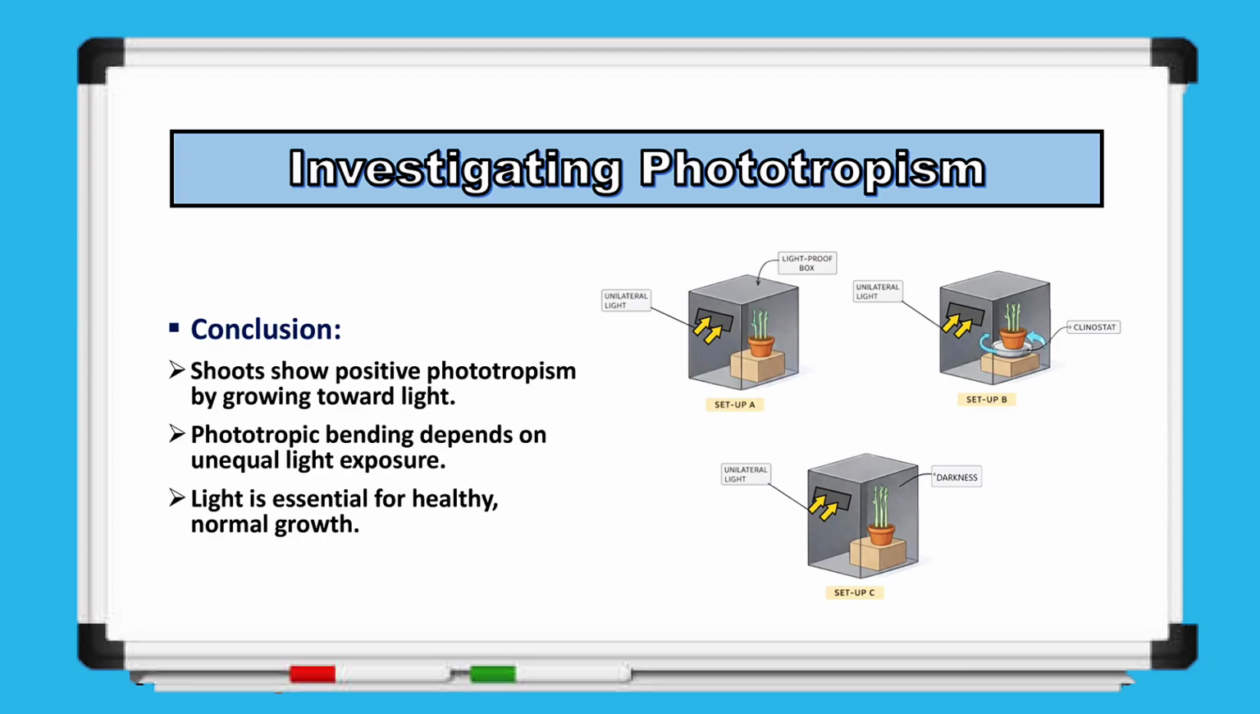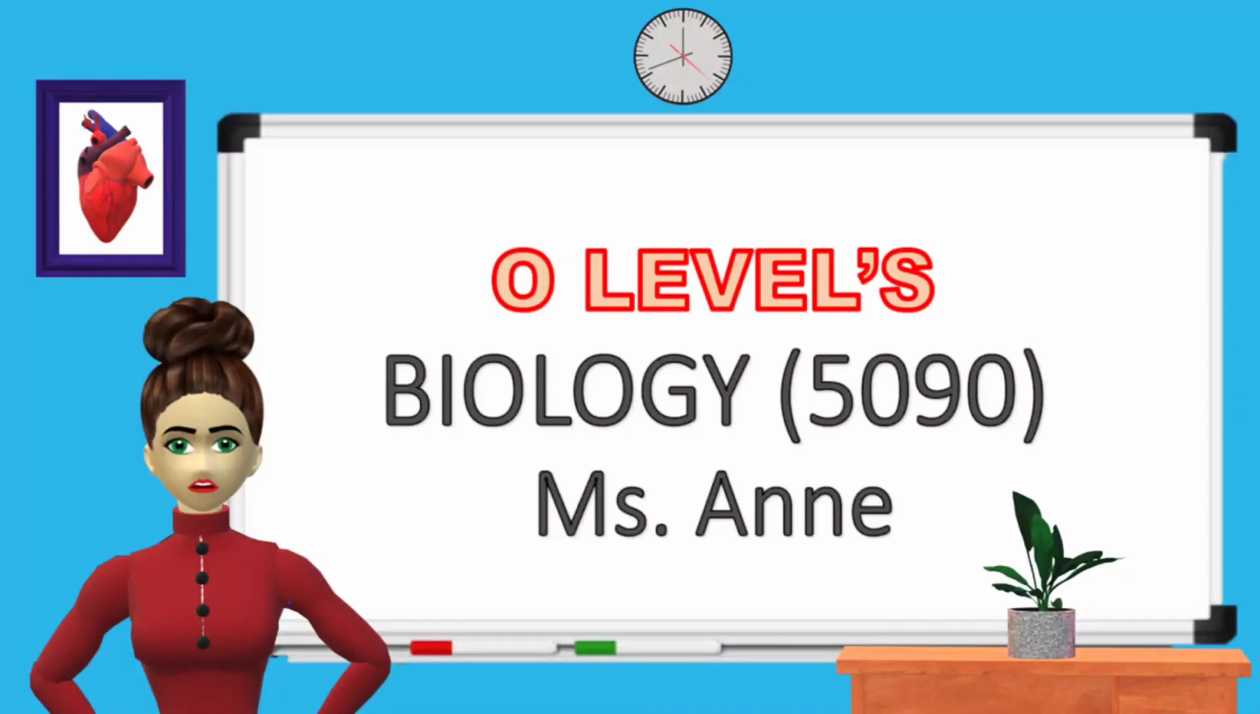source. This bending occurs because of unequal exposure to light, which directs the growth. Additionally, light is essential for normal and healthy plant development, as seedlings deprived of light become weak, elongated, and pale. So, that wraps up Chapter 15 on coordination and response in plants.